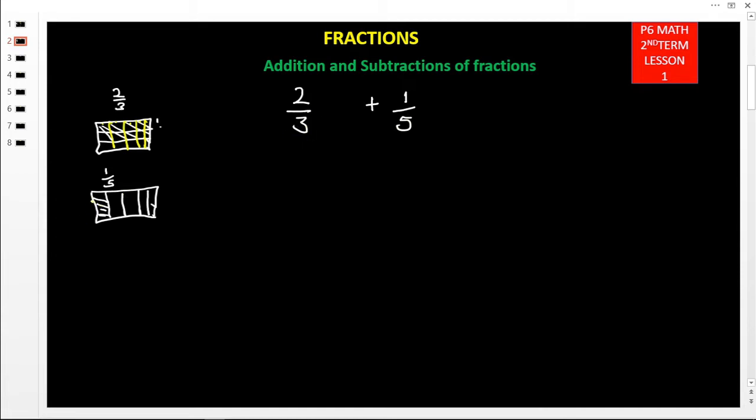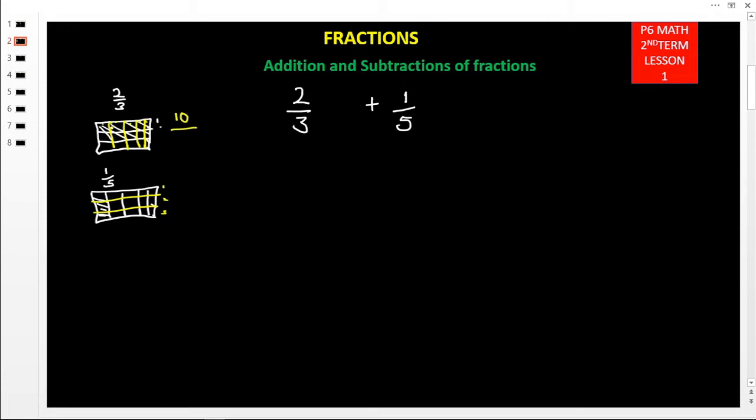Then it will be 1 and 2. Then this is 1 layer, this is 2, and this is 3. So now they are equal. This one has been divided into 5 parts like this one, and this one has been divided into 3 parts like this one. Now when we look at all these, we are going to get the shaded parts. Then we have 1, 2, 3, 4, 5, 6, 7, 8, 9, and 10. So here there are 10 parts.